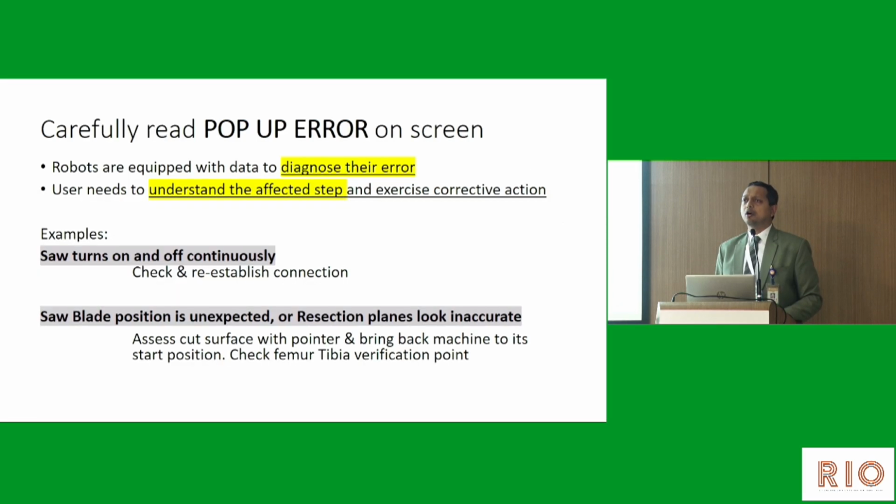Some of the machines auto-diagnose their error, and they might give you a pop-up that this is exactly the error, and the company person might be able to help you understand that error and correct that particular step. So sometimes if the saw is turning off and on and off continuously, it is mainly a connection problem. If the resection plane looks unexpected or inaccurate, then you can assess this with the pointer, whether your cut surface is even or not even.